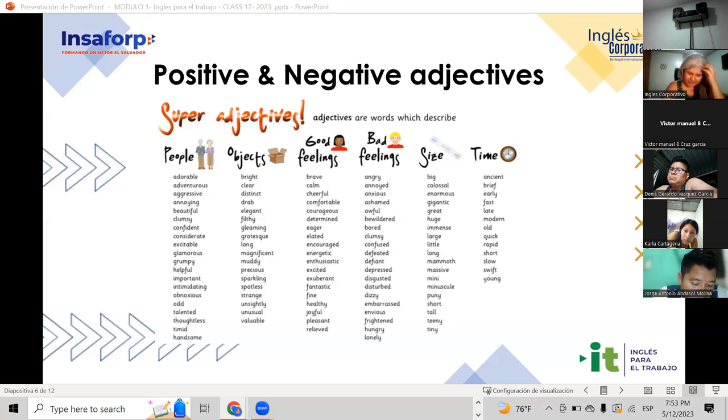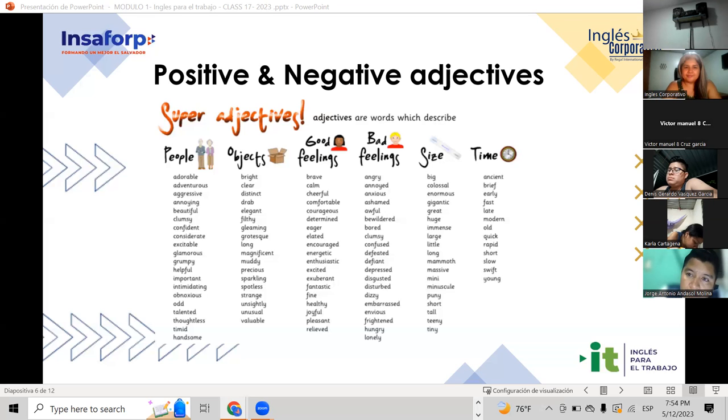Sparkling. What about sparkling? También es algo shining, okay? Que brilla. That is sparkling. That will be positive. What about spotless? Spotless. Clean. That is clean. Pure. It is positive, right? That is clean and pure.